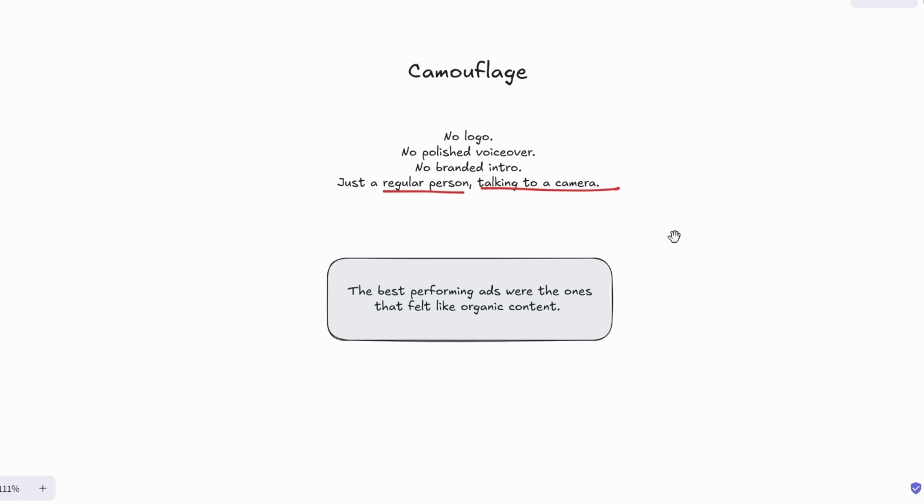And here's why that matters for everything I just walked you through. The hook works because it sounds like someone starting a genuine conversation. The identity mirror works because it feels like a real person sharing their life. The credibility techniques work because they're woven into natural storytelling rather than announced as proof points. The desire intensification works because it reads like enthusiasm, not salesmanship. The mechanization works because it sounds like someone who genuinely loves a product explaining why. And the CTA works because it never breaks the illusion. The best performing TikTok ads were the ones that felt like organic TikTok content.